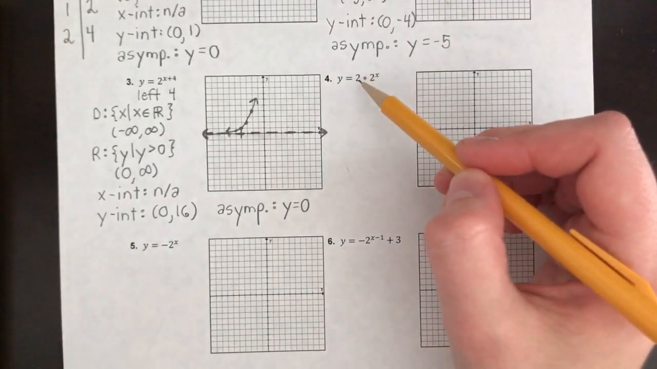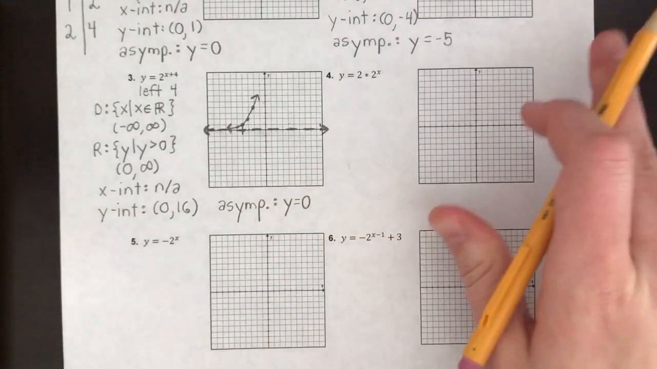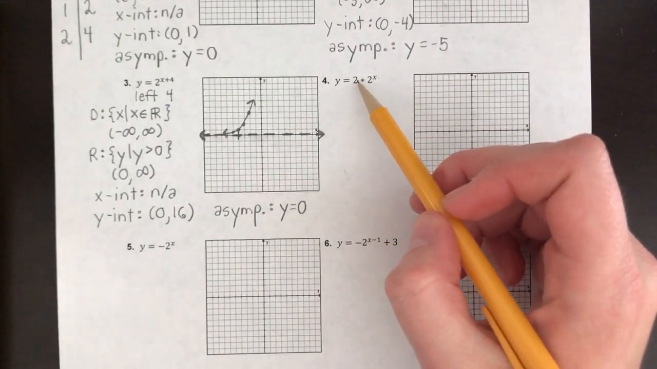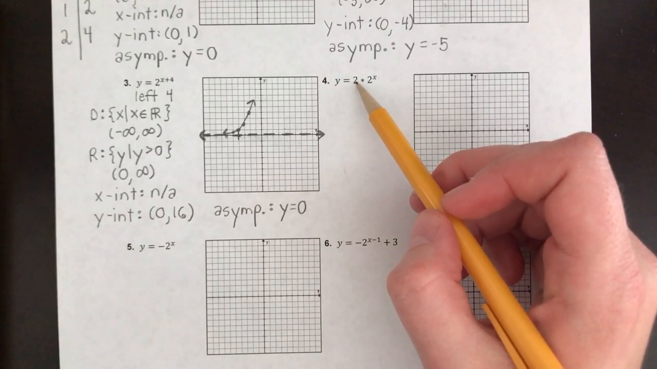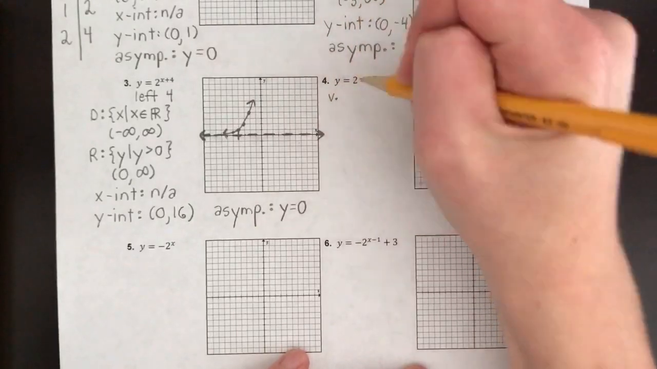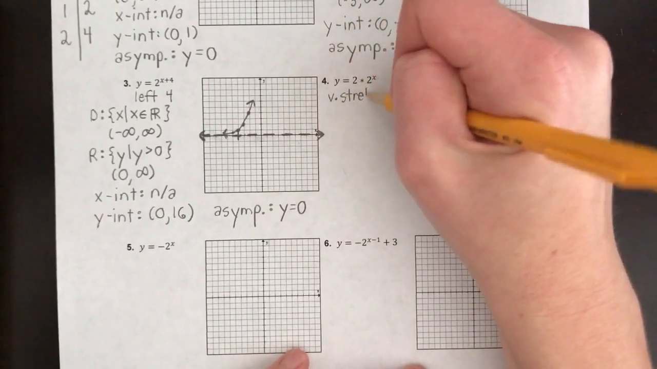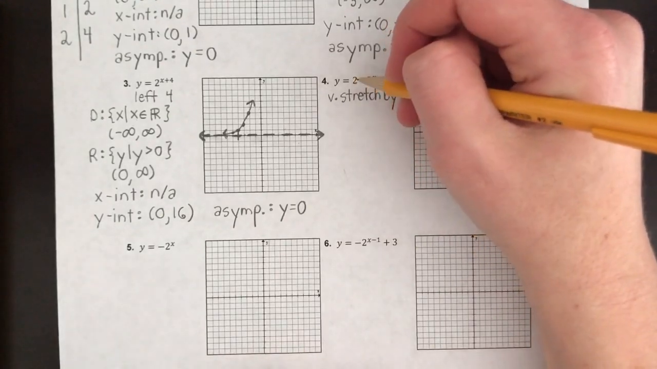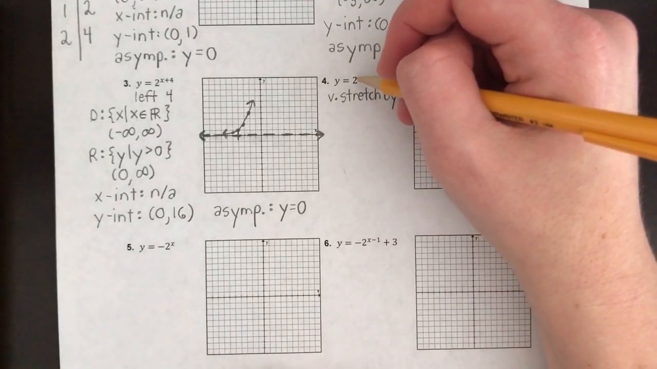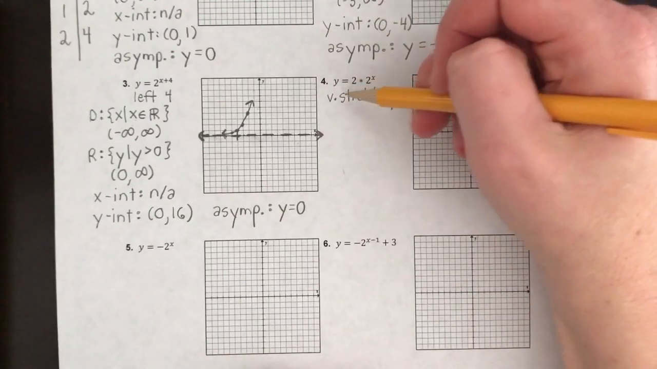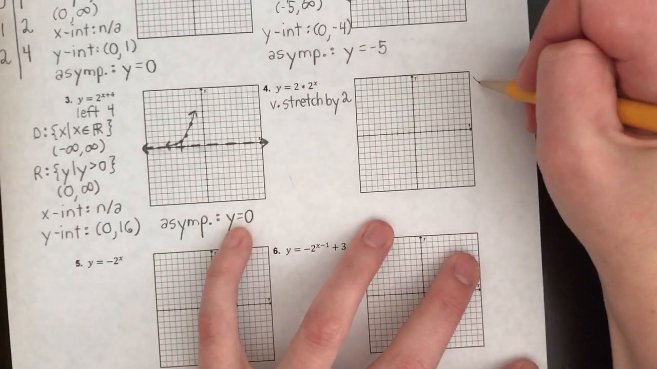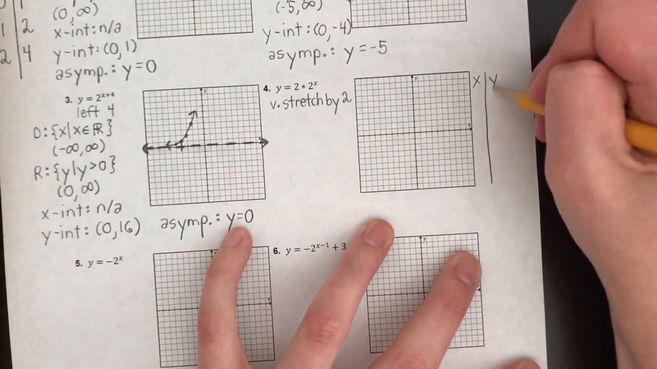So we have y equals 2 times 2 to the x. We sort of touched on this earlier in that we talked about a values. So this is an a value of 2. So remember, an a value of 2 would be a vertical stretch by 2. If this a value were 1/2 or 1/3, something less than 1, but bigger than 0, that would be a vertical shrink or compress. But in this case, we have a stretch.